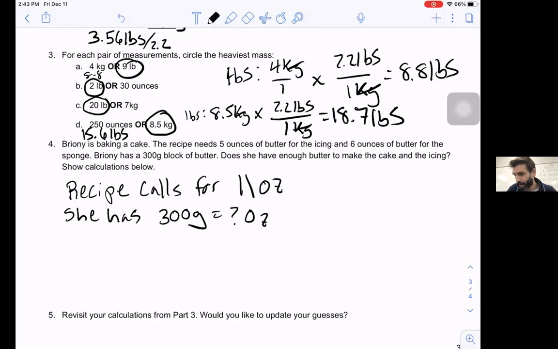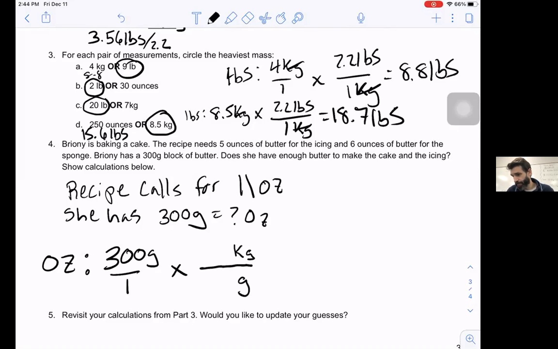Okay, so once again, I'm looking for ounces and I'm given 300 grams over 1. Now I need a unit conversion. I don't have a conversion in my head that goes ounces to grams. You might if you looked it up on Google, but I do know I can get from grams to kilograms. So 1 kilogram is 1,000 grams. That crosses off. That crosses off.